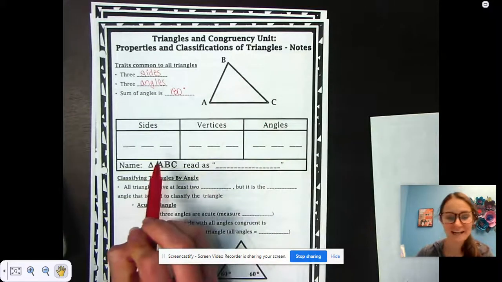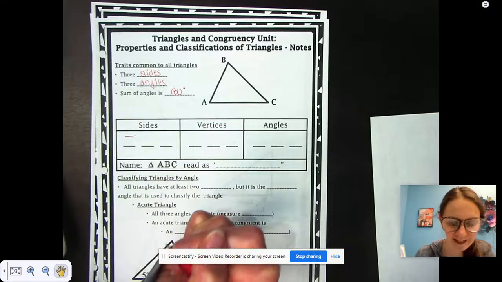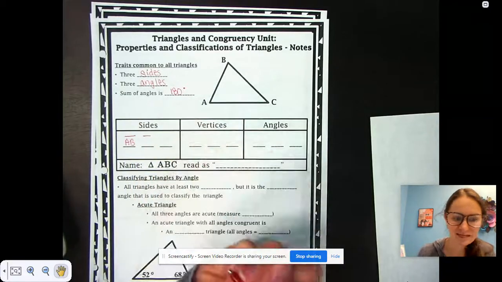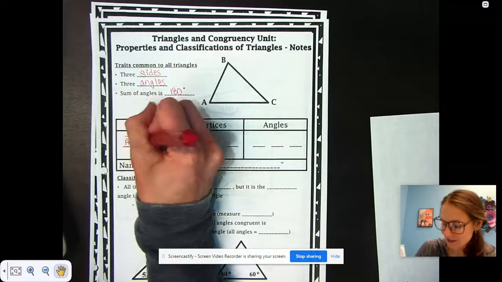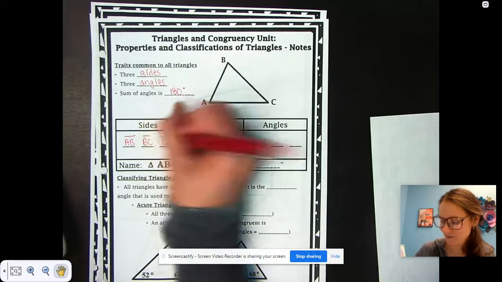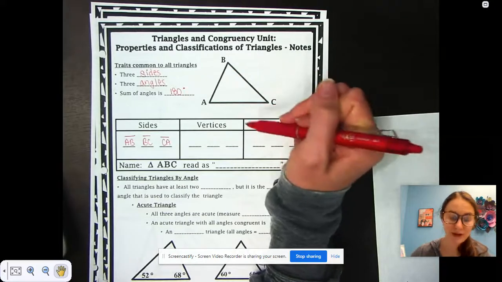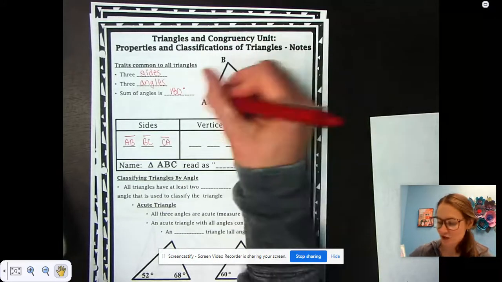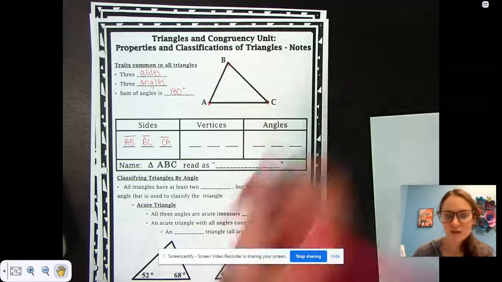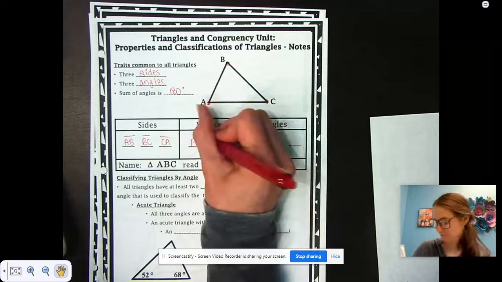Okay, so we're going to go ahead and name them down here. When we're talking about sides, I put that line on the top. Side AB, side BC, and side CA. Okay, so we name a side with two letters so we know which side we're talking about. Vertices are these points on the triangle. So when we're looking at those, we have A, B, and C.